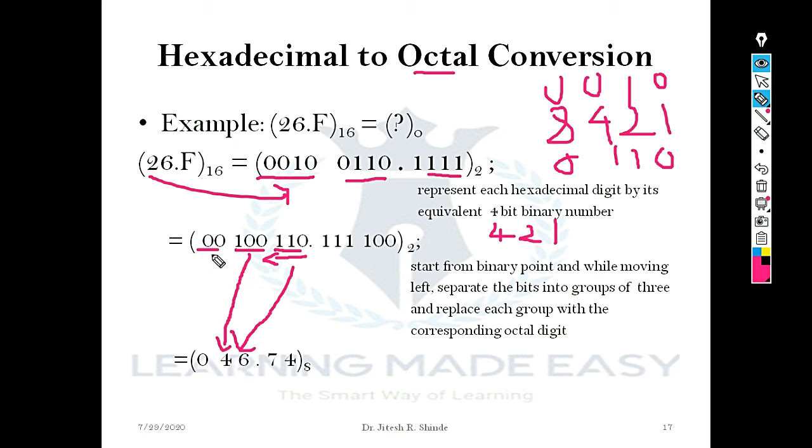This is 0. In the fractional part, with 4 2 1, 4 plus 2 is 6, plus 1 is 7. So this is 7. Just 4, this is 1, the remaining are not. So here this binary equivalent in octal is 4. In this way we can convert a hexadecimal number to an octal number.